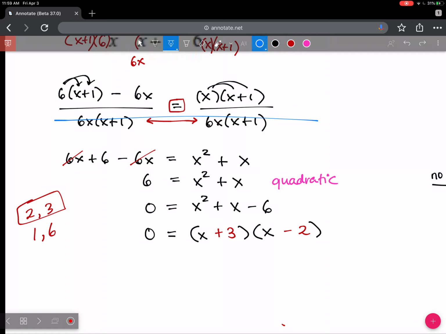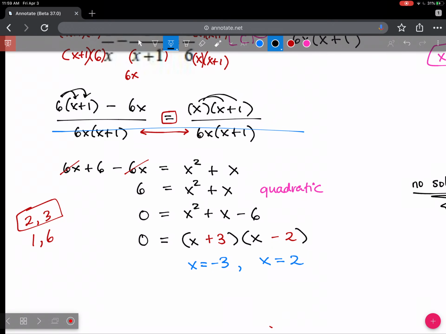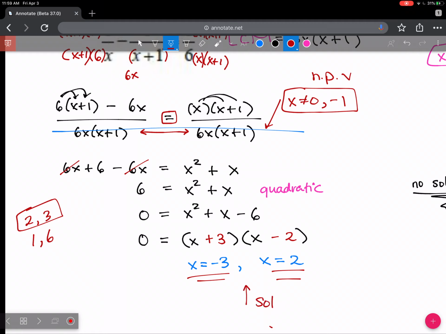Now the solutions to these are negative 3 and positive 2. Those are the solutions. Those are the actual x values that satisfy the equation equal to 0. Now when I go up and scan against my non-permissible values, I see that x can't be 0 and x can't be negative 1. So these are my non-permissible values, and none of them are the same as my actual answers. So these are the two solutions to this rational equation.